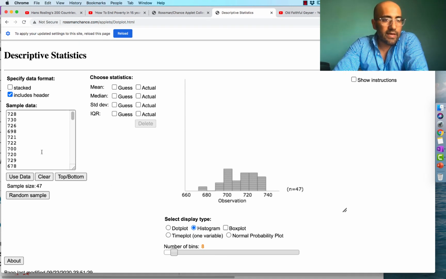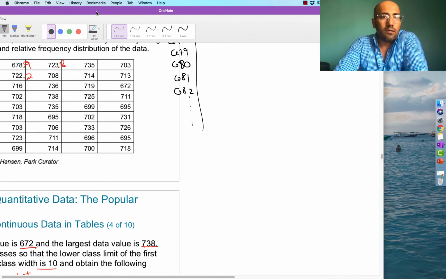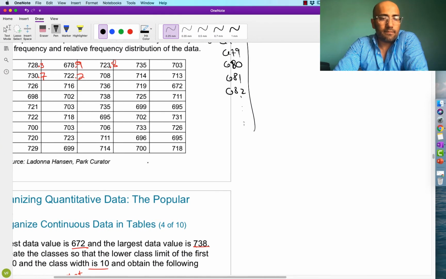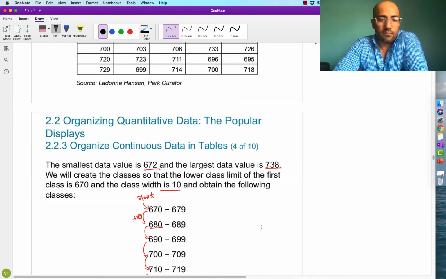Okay, so we have the data from our thing. What is this random sample? Oh, okay, never mind. I know what that is. All right, back to this guy.